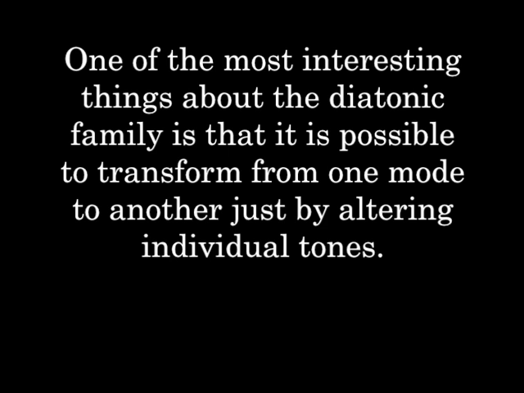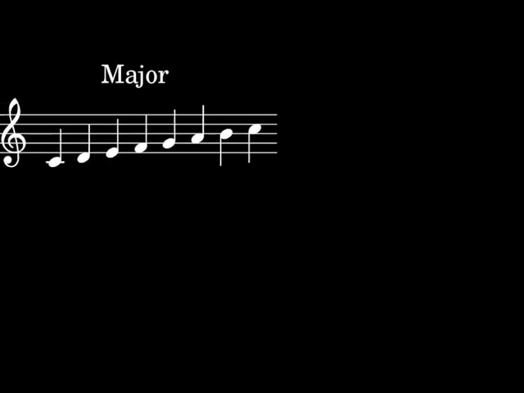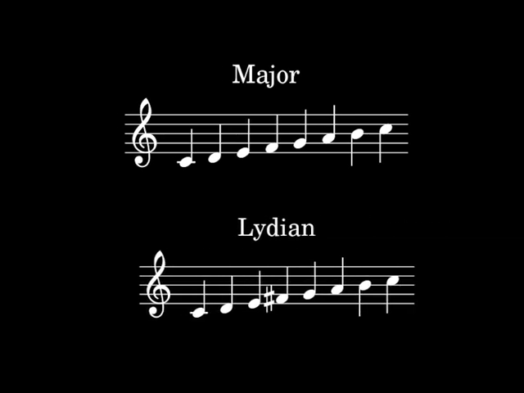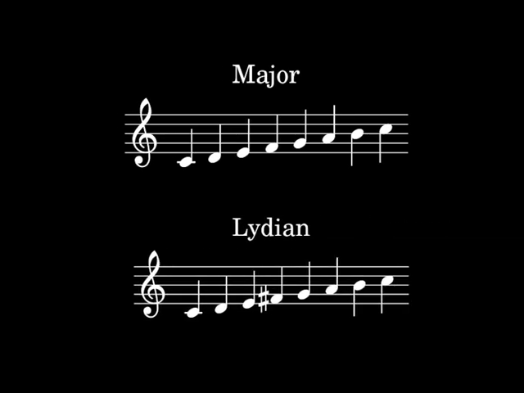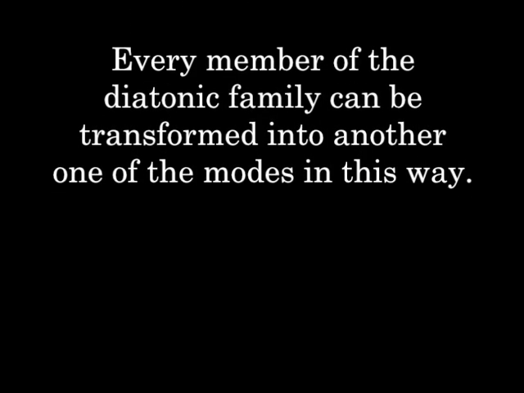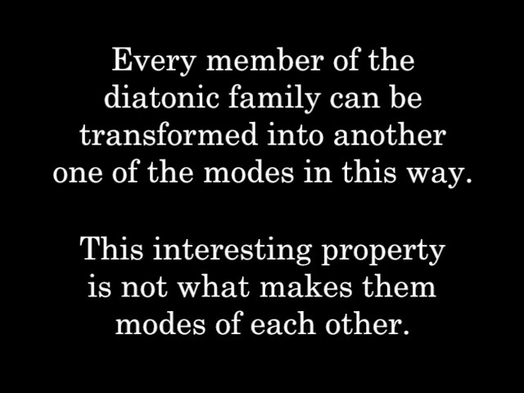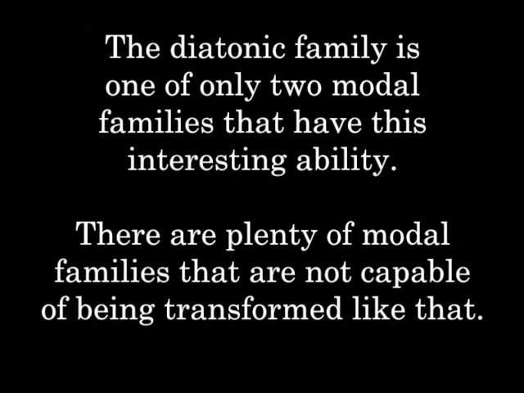One of the most interesting things about the diatonic family is that it is possible to transform from one mode to another just by altering individual tones. For example, the difference between a major or Ionian scale and the Lydian scale is simply raising the fourth degree of the scale. Every member of the diatonic family can be transformed into another one of the modes in this way, but please understand, this interesting property is not what makes them modes of each other. The diatonic family is one of only two modal families that have this interesting ability. There are plenty of modal families that are not capable of being transformed like that.